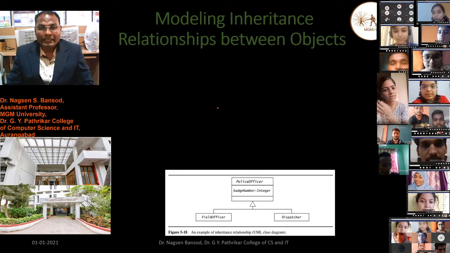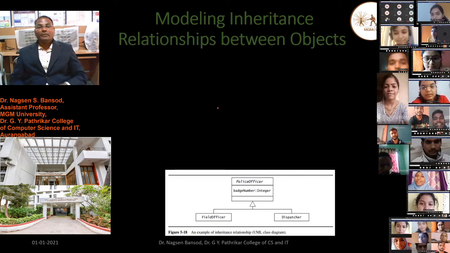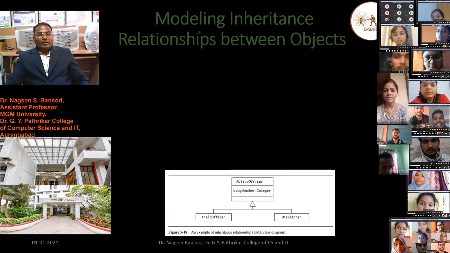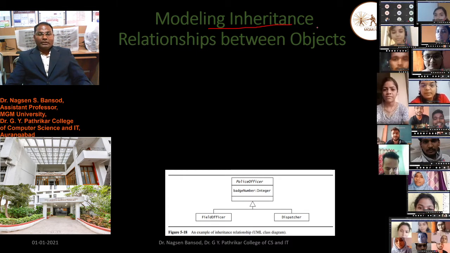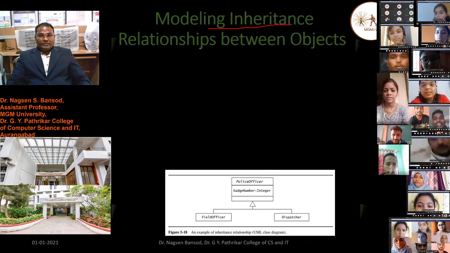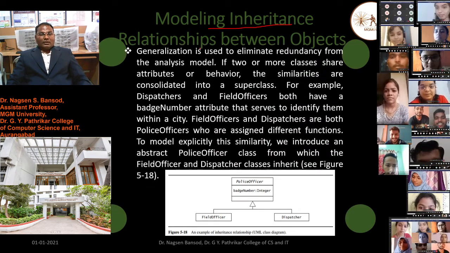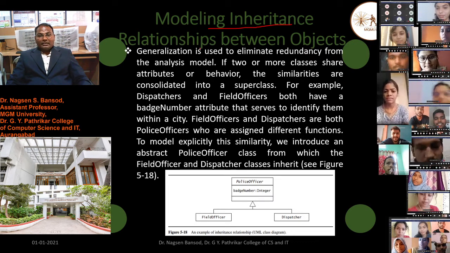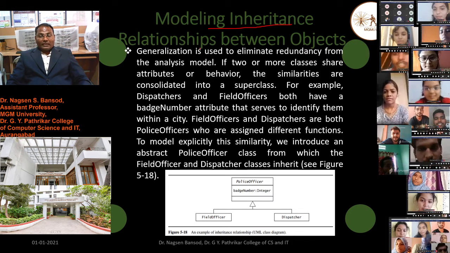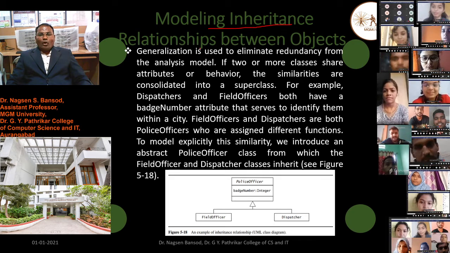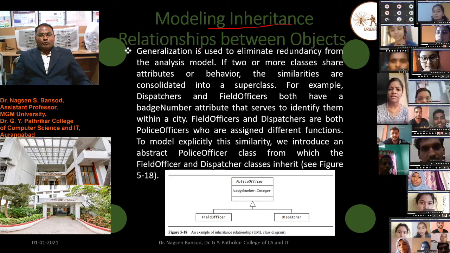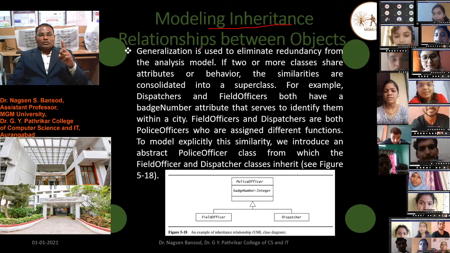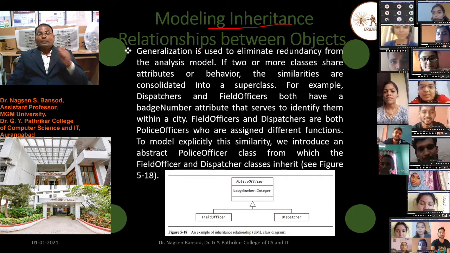Now, modeling inheritance relationship between objects. This is another type of modeling. We know inheritance is generalization, used to eliminate redundancy from the analysis model. If two or more classes share attributes or behavior, the similarities are consolidated into a superclass.